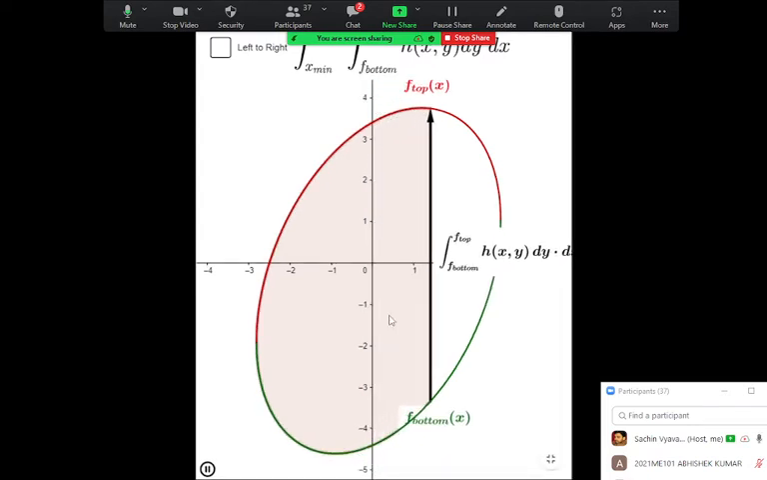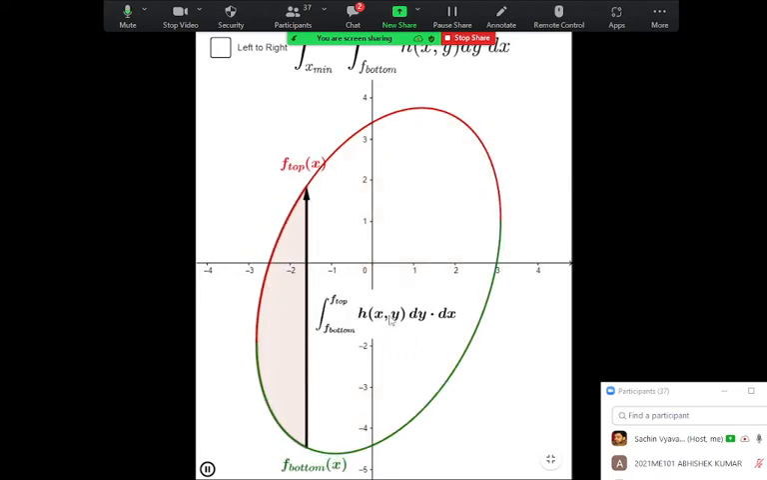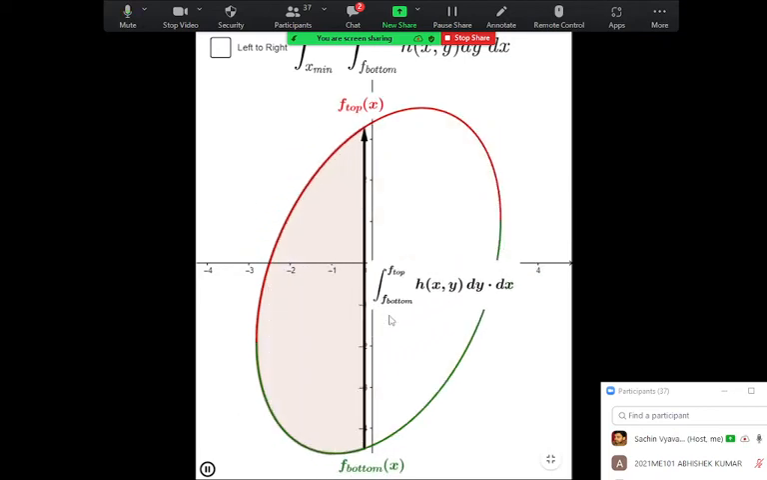Some of you may think this is a single curve, and if this is a single curve, we have the same limits for lower and upper. It's not like that.